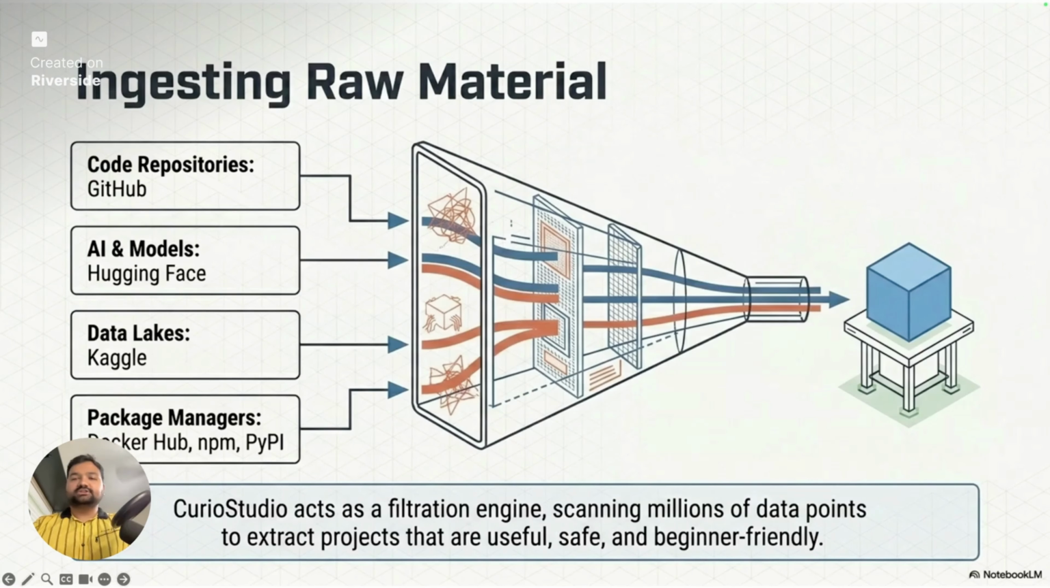So, ingestion, the raw material. CurioStudio can collect project signals from multiple platforms. For example, code repositories from GitHub, AI models and demos from Hugging Face, datasets from Kaggle, and packages from Docker Hub, npm and PyPI. And this matters because great projects are not only available on GitHub. Some are datasets, some are AI demos, some are developer tools, and some are full open source applications.